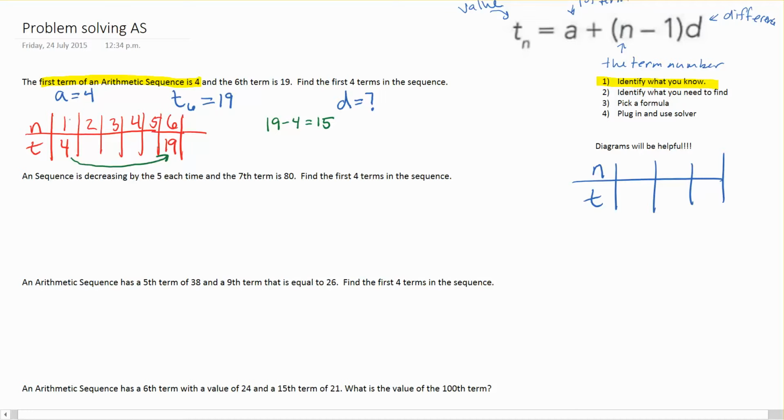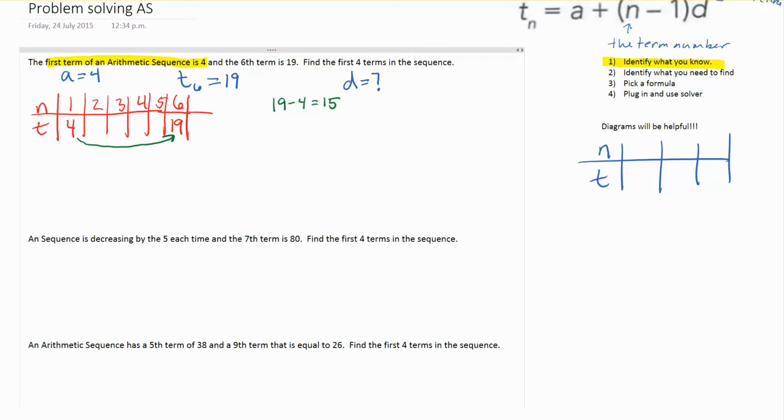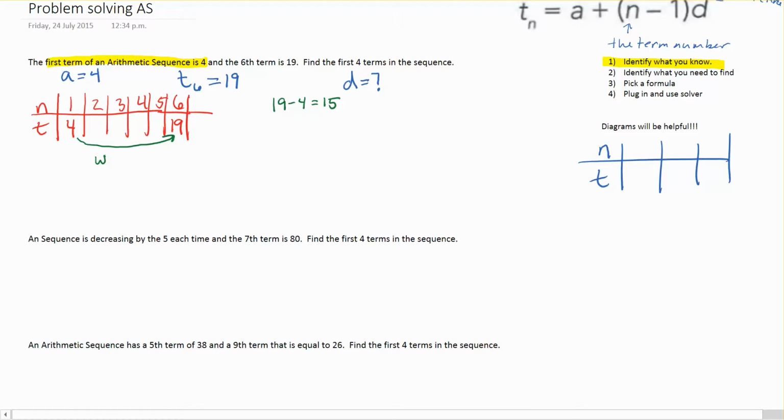Now the next thing I'm going to ask myself, okay, so here is, just give myself some more room there. First thing I asked here is how much did it change? So did I increase by? And in this case, it was 15. I went up by 15. The next question I want to ask myself then is, how many steps?